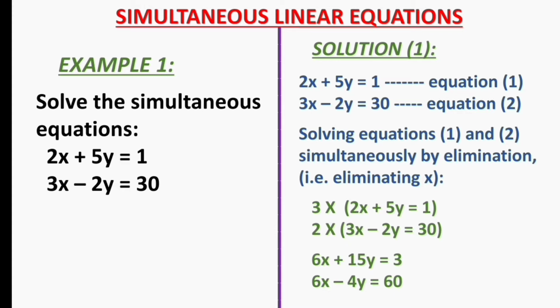When you do this, you are going to have the equations as follows. 6x plus 15y is equal to 3 in the first equation, while 6x minus 4y is equal to 60 in the second equation. Now we have the coefficient of x in both equations the same, which is now 6. How do we eliminate x from here? Let's see if you know what to do.